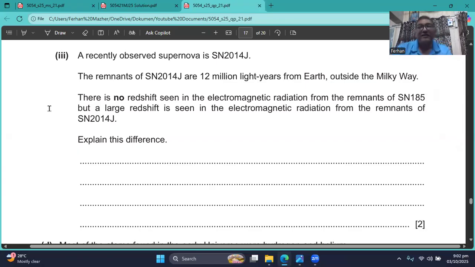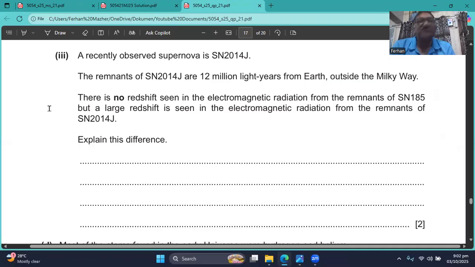Explain this difference. You see, if a body, a star, which is producing light, is not moving relative to the Earth or the observer, the light which reaches us does not show redshift.